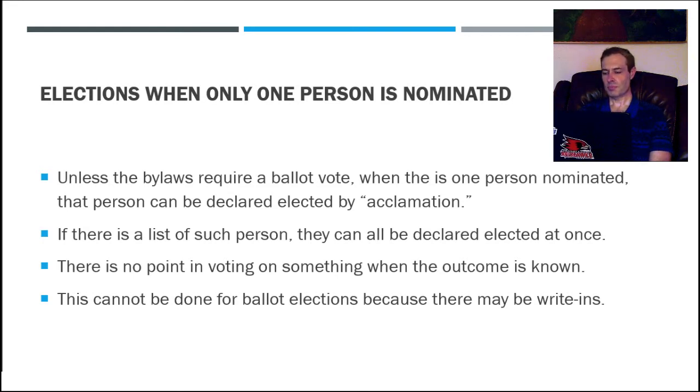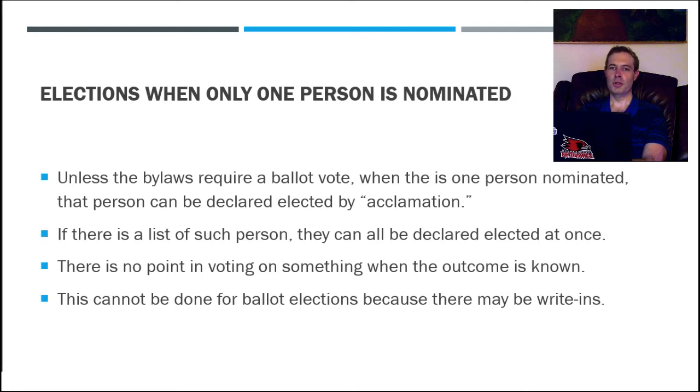A nominating committee may have a long list of people that they're nominating. Unless there's someone else nominated for those positions, you might want to handle that whole list at once. If there's any position that someone wants to nominate someone else for, then you would have to separate those out and handle those separately. But the ones that only have one person nominated, there's really no point in voting on those because there's only one outcome that's possible. So you would go ahead and declare those elected by acclamation.